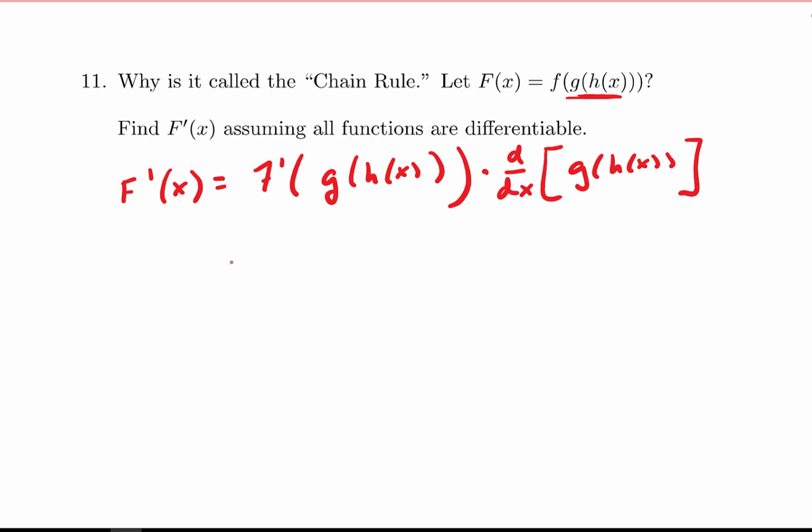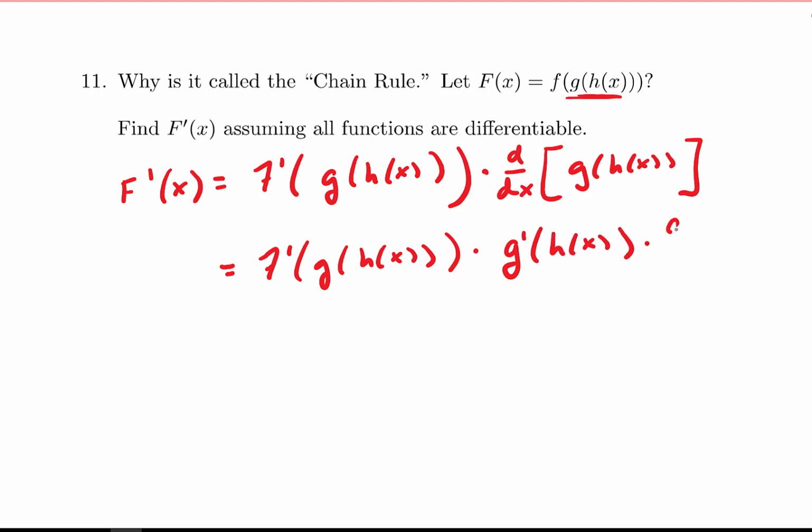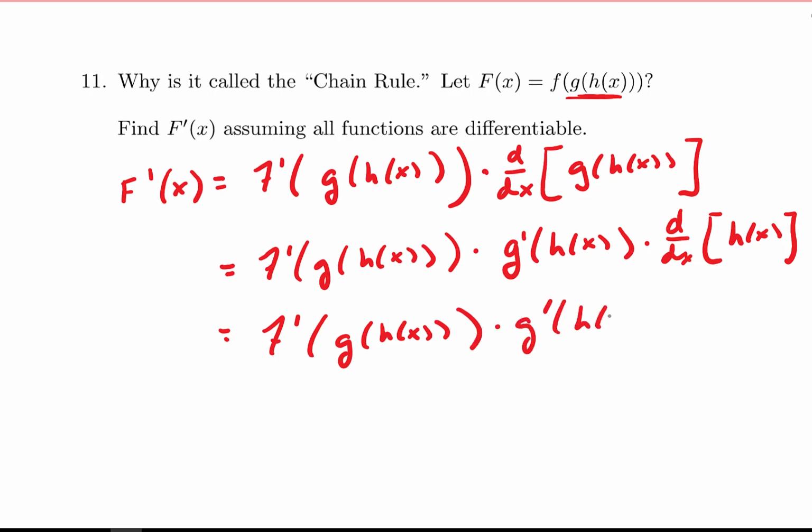All right, and let's keep going because we're not done. This is the derivative of the outside piece, leaving the inside piece alone. Now let's go ahead and take the derivative of g of h of x. Well, to do the derivative of this, we're going to have to again do a chain rule. So we get g prime of h of x, and now we multiply that by the derivative of what was inside g of x, which is h of x. Once we clean this up, we get f prime of g of h of x times g prime of h of x times h prime of x.